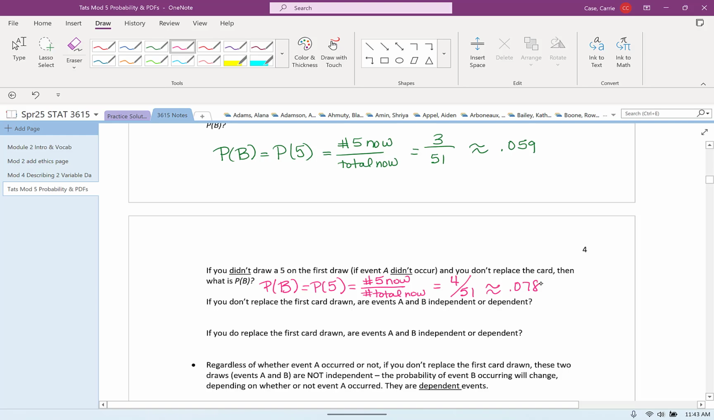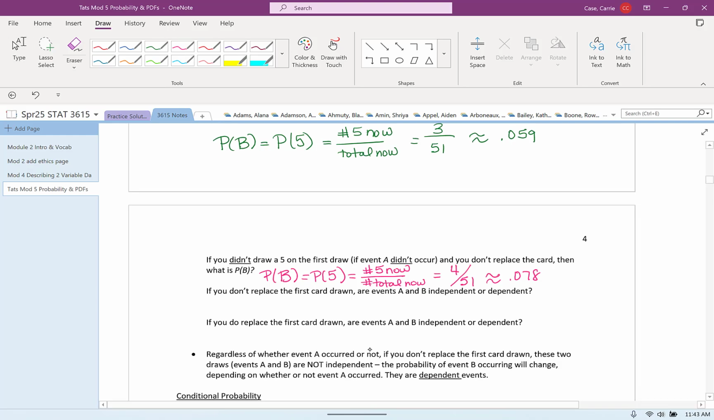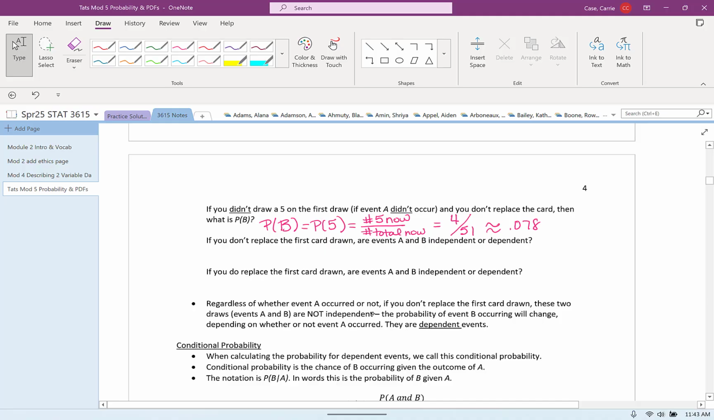And then finally, if you don't replace the first card drawn, are events A and B independent or dependent? They are dependent because the first event affects the second event.